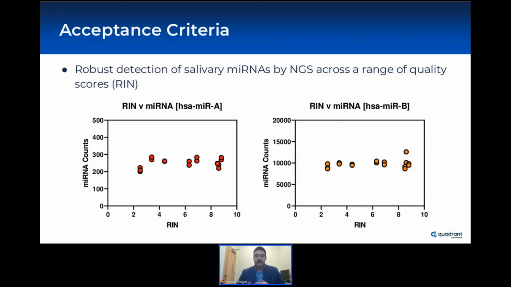Some examples of this development work are seen here. We ensure robust detection of microRNAs across the spectrum of sample qualities, here indicated by the RNA integrity number, or RIN score. This is a common measure of RNA quality. As you can see, detection and quantitation of these molecules is consistent in replicate samples of various qualities, even in lower abundance microRNAs, such as the one shown on the left.